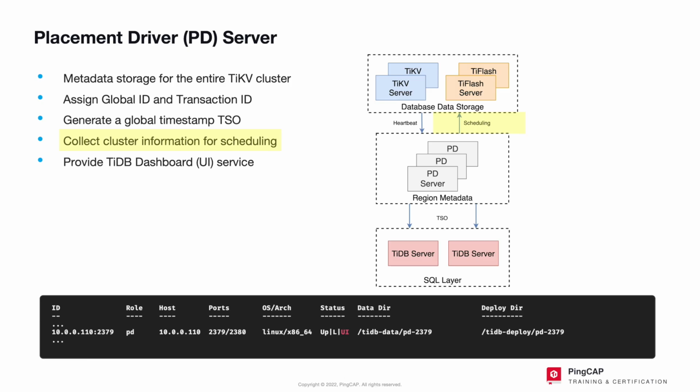The PD is responsible for collecting cluster information for scheduling. The TiKV node periodically reports the status of the cluster to PD. The PD is responsible for scheduling the region among TiKV nodes according to relevant status. This has to do with what we talked about, splitting replicas and 96 megabytes, etc. in the previous section. We will introduce the details of this later.